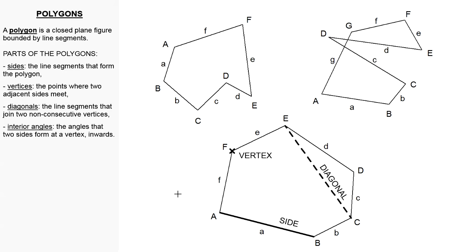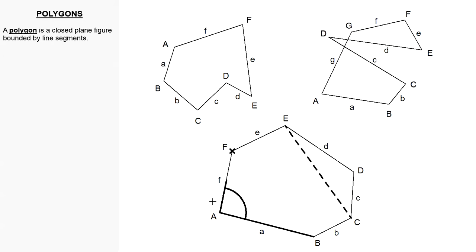Finally, the interior angles of a polygon are the angles that two adjacent sides form at the vertex where they meet inwards. This angle that forms sides A and F at vertex A inwards is an interior angle of the polygon. Let us also check the properties of the polygons.